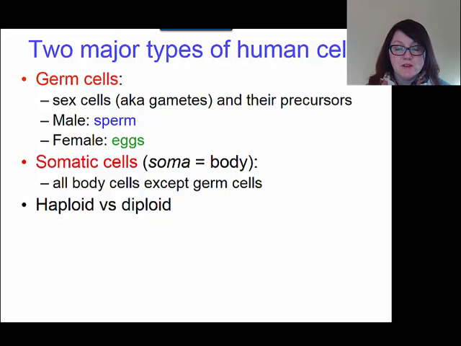Germ cells and somatic cells are different in terms of how many chromosomes they contain. Germ cells have half the number of chromosomes compared to somatic cells. So germ cells in the human contain 23 chromosomes, whereas somatic cells contain 46. We use the term haploid to describe the half chromosome status of a germ cell, and we use the term diploid to refer to the fact that somatic cells have 2 of every chromosome.